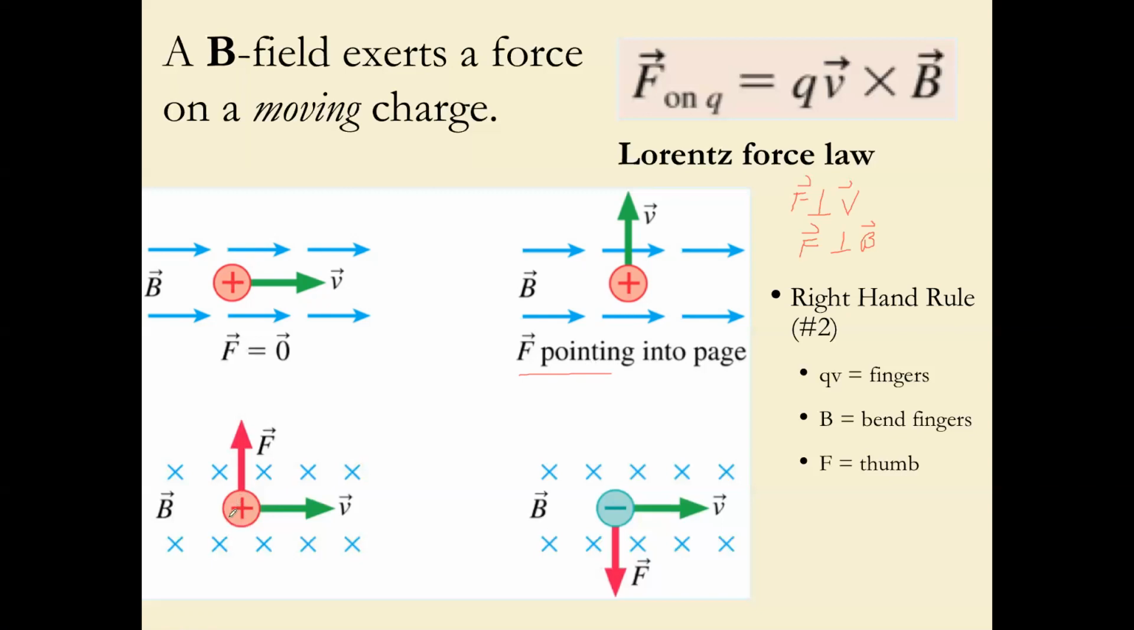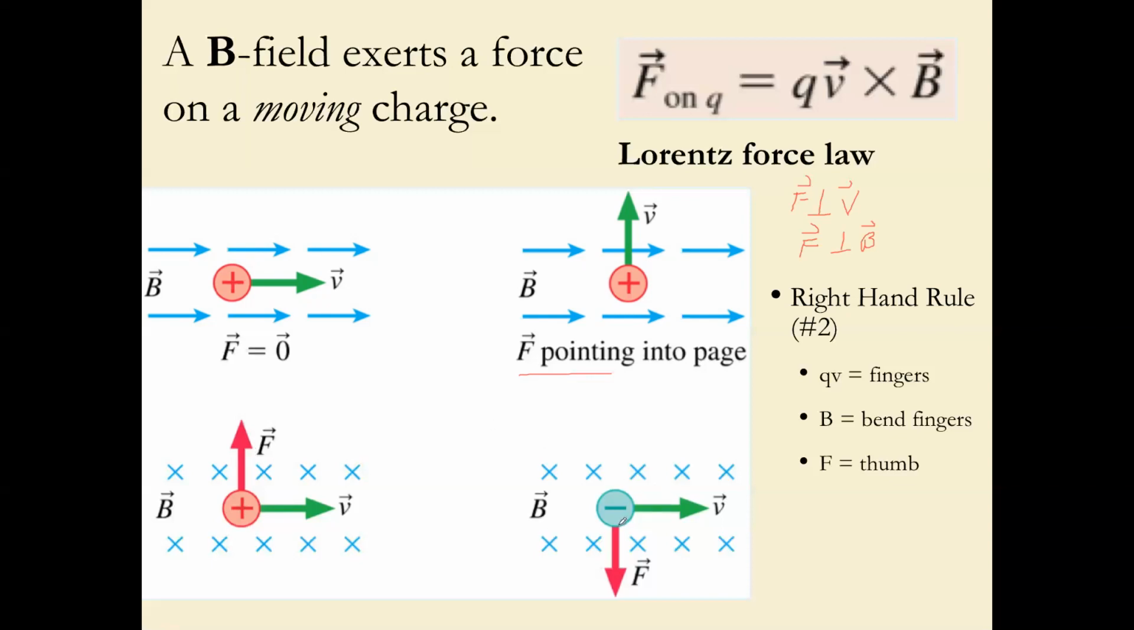So for the third one, the velocity vector is to the right. So put your four fingers in the direction of V. And the magnetic field is into the page. So curve or bend your fingers towards the magnetic field, which means towards into the page. And then the thumb will show you that F points upward.